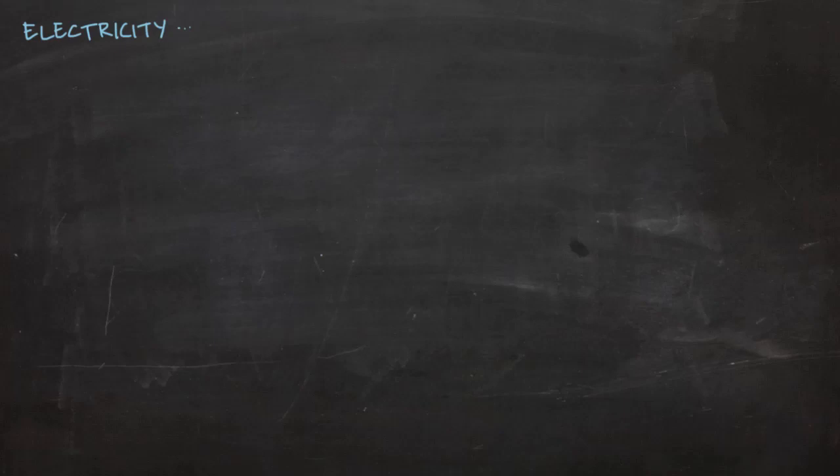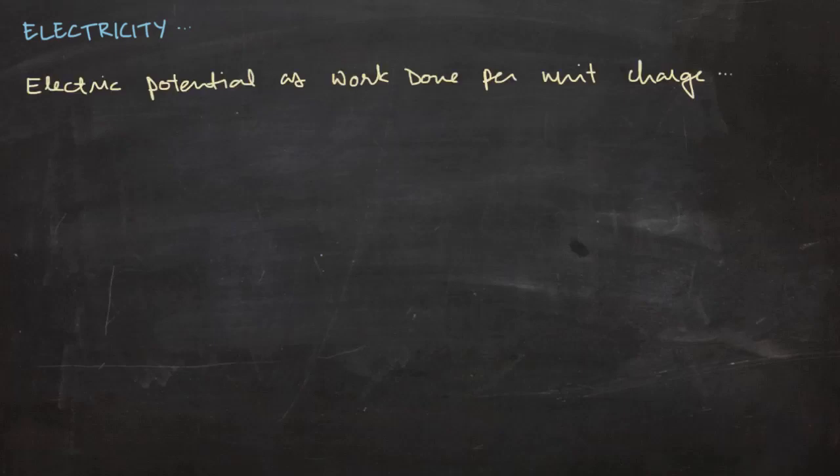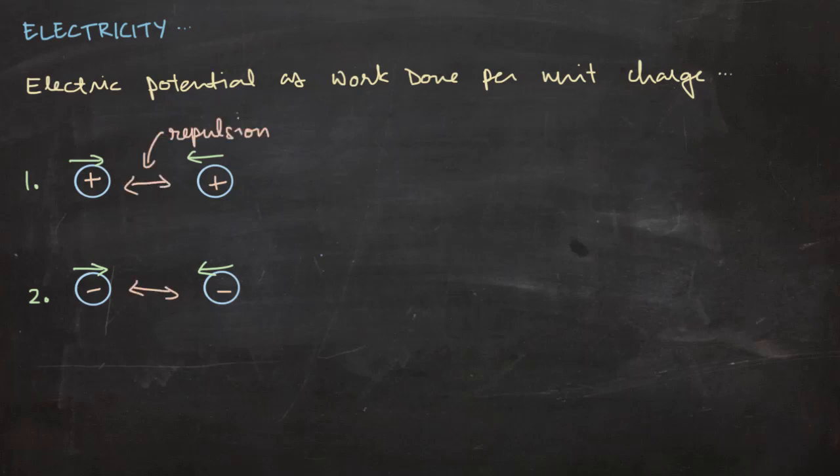Hey there, in this video we're going to be looking at electric potential as work done per unit charge. When we have charges that are of the same kind, we see that when we move the two charges towards each other, they experience a force of repulsion. So in both the cases, this is case 1 and this is case 2. When I have both the charges having the same nature, they end up experiencing a force of repulsion.